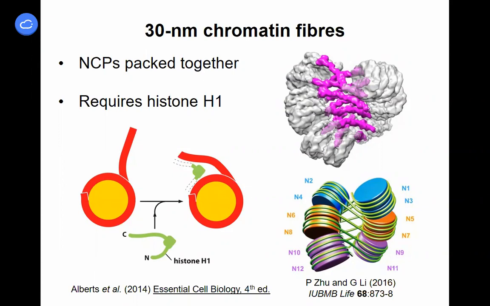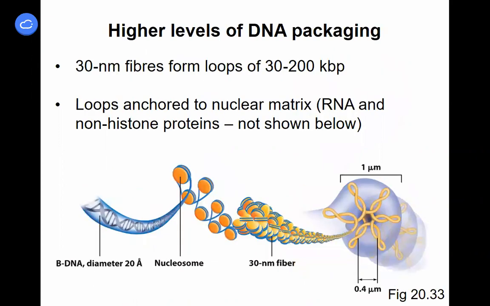So now you can see this is working to really shrink down the length of the DNA by wrapping it and going back and forth like this into these fibers. And this requires histone H1. If you don't have histone H1, these will not form in such a nice way. And that's basically all we need to know there. And then 30 nanometer chromatin fibers can go into larger loops and other forms of packaging.